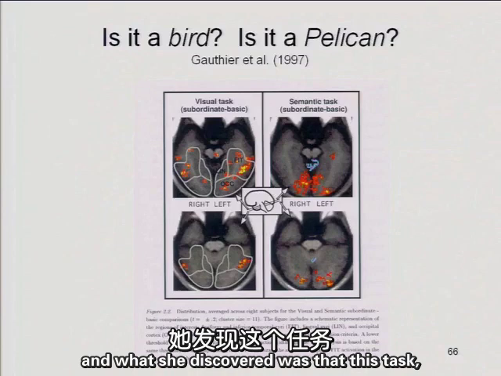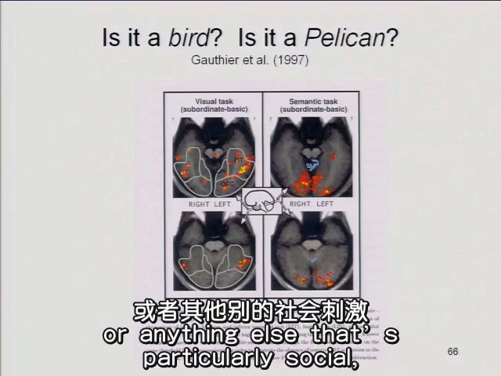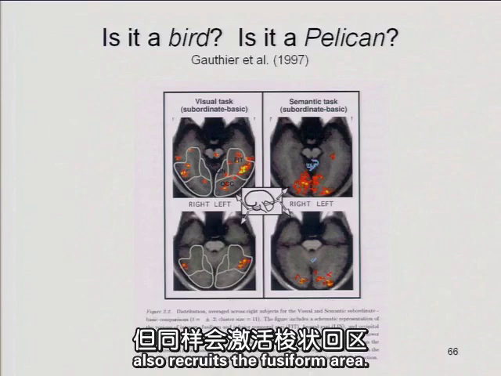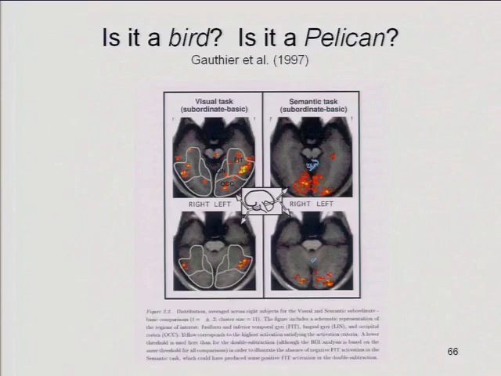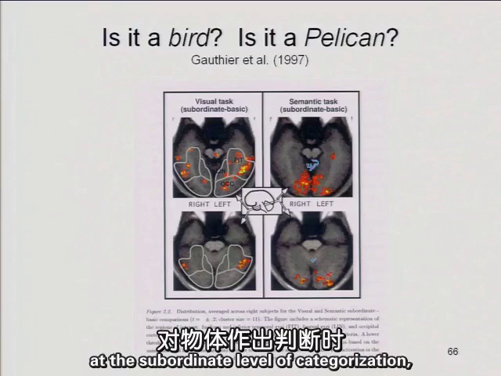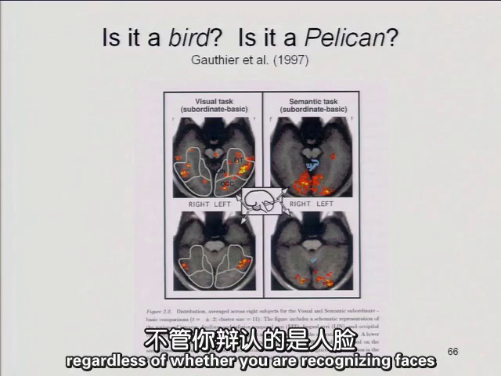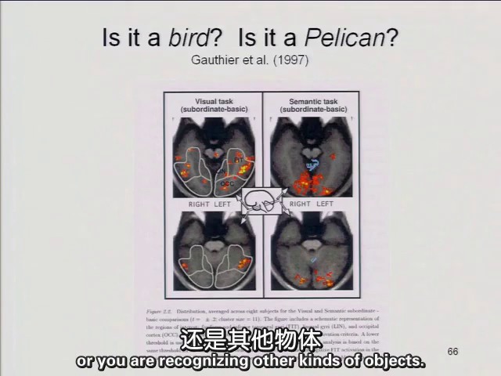And what she discovered was that this task, which is not a social task, doesn't involve face stimuli or anything else that's particularly social, also recruits the fusiform area, okay? When you make judgments about objects at the subordinate level of categorization, that task activates the fusiform area, regardless of whether you are recognizing faces or you're recognizing other kinds of objects.